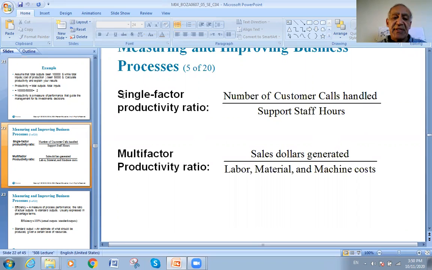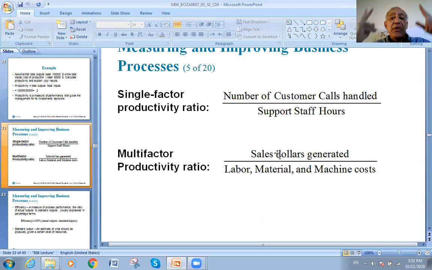There is also the single factor productivity ratio: number of customers handled divided by support staff hours. And the multi-factor productivity ratio: sales dollars generated divided by the cost. Like I told you, the cost may be the labor, the materials, and the machine costs. Both the direct and indirect costs together, and the sales dollars are the outputs, like we said before. I might give you the sales, the labor cost, the materials, and the machines, then ask you for the productivity.